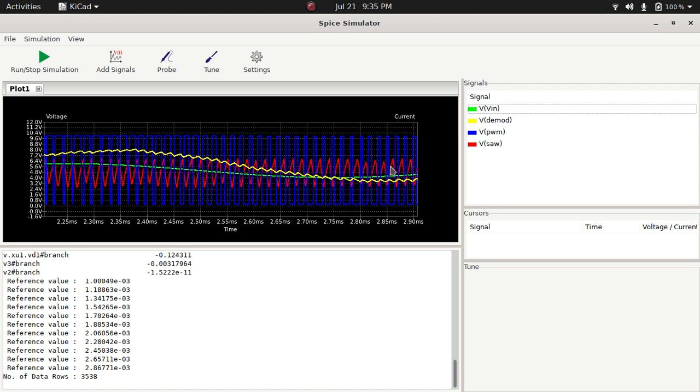Okay, so with that we end the presentation on PWM modulation and demodulation.